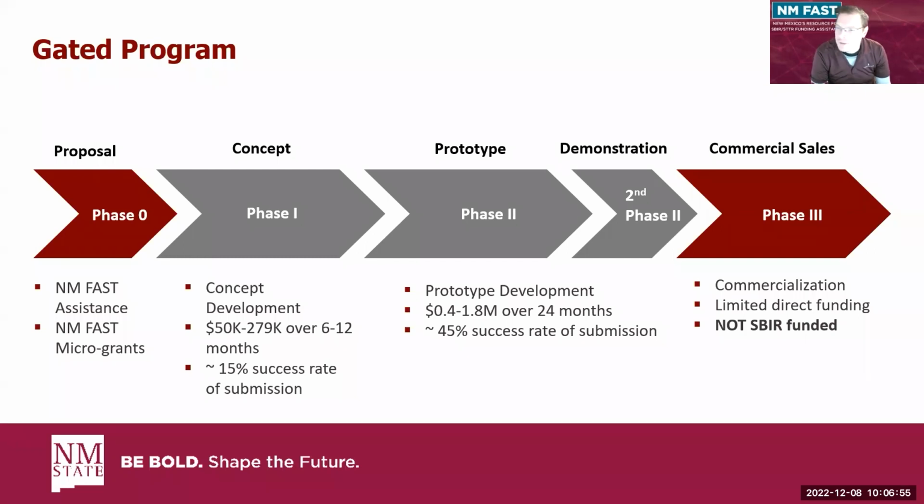So a lot of the agencies will offer companion programs: phase two extension, phase 2A, phase 2B, phase 2C, whatever have you. Most of them offer some sort of supplementary funding where they go, you made really good progress. You just need to get over that hump. Here's another, I don't know, $500,000 to get over that hump.